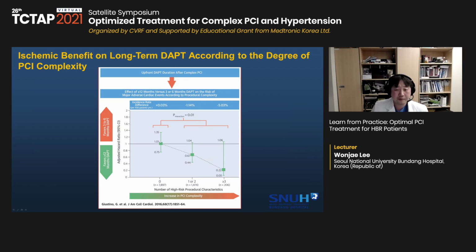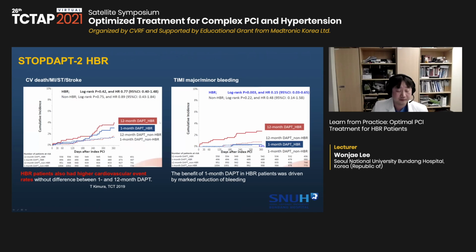So if the patient has no high-risk procedure characteristics, whether the patient used 12 months or 3 to 6, it doesn't really matter. However, if the patient has 1 or 2 high-risk procedure characteristics, or 3 or more, the patient will favor the longer DAPT duration. And if they do use shorter DAPT, they're going to have some hazardous effect that we do not want to have. So it's really important to consider the ischemic benefit of long-term DAPT according to the degree of PCI complexity.